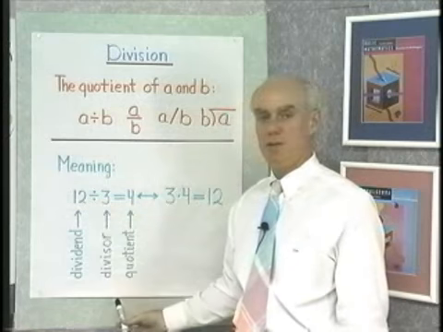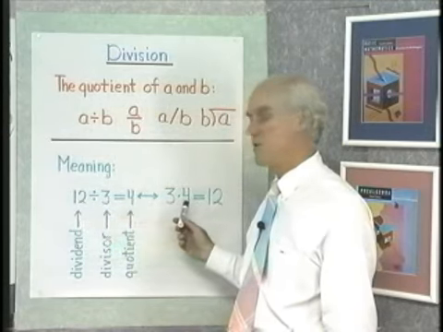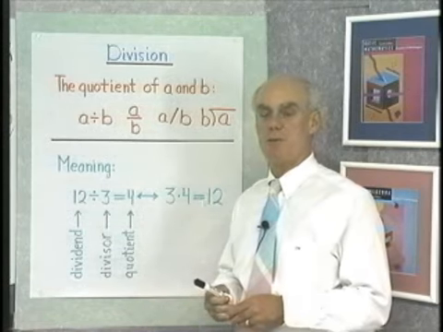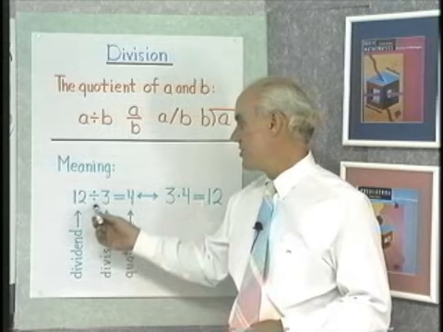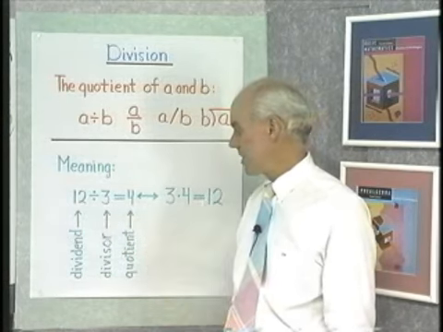Now as far as the meaning of division goes, 12 divided by 3 is 4 because 3 times 4 is 12. Just as subtraction was the inverse operation for addition, division is the inverse operation for multiplication. So multiplication and division are inverse operations.